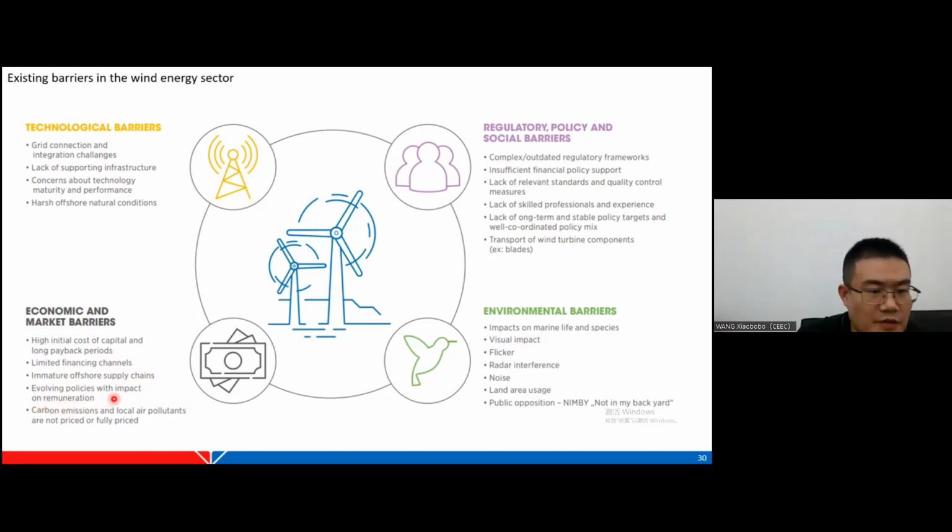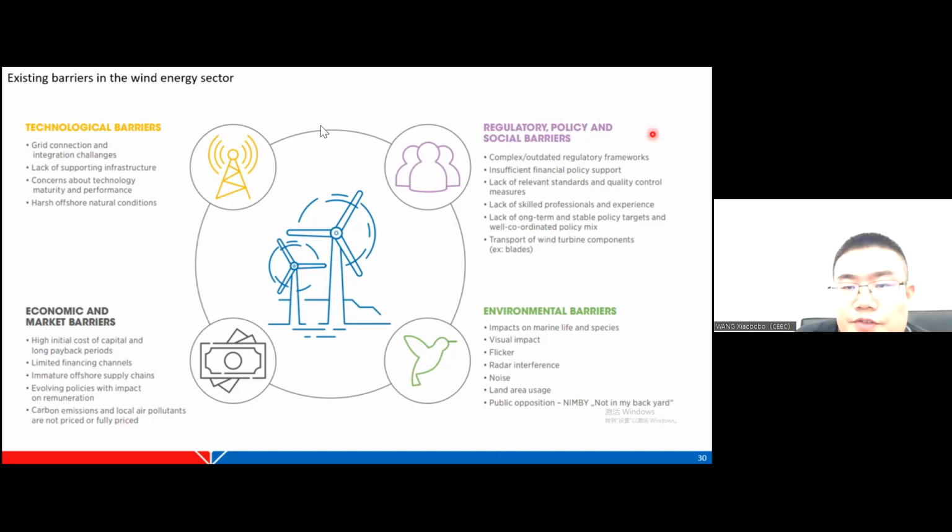And the evolving policy with the impact of remuneration. This is changing. It's not very serious. And the carbon emission and the local air pollutant are not priced or fully priced. This is not a major parameter. Compared with solar manufacturing, the turbine or the wind manufacturing emits less CO2. All the manufacturing will emit CO2. But compared with solar, the wind emits less CO2.